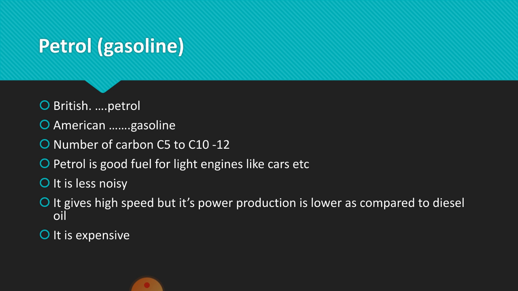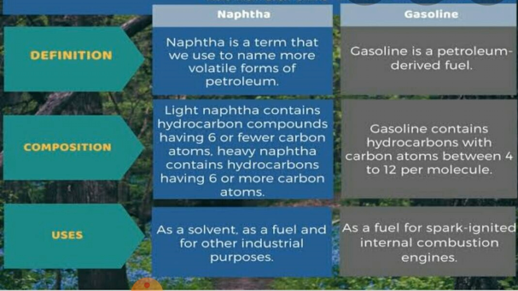It is expensive. The basic difference between naphtha and gasoline is that naphtha contains the volatile form of petroleum, while gasoline is non-volatile petroleum. Heavy naphtha contains more than 6 carbon atoms, while gasoline contains hydrocarbons with carbon atoms between 4 to 12 per molecule. Naphtha is used as a solvent, as a fuel, and for other industrial purposes, and gasoline is used for internal combustion engines.